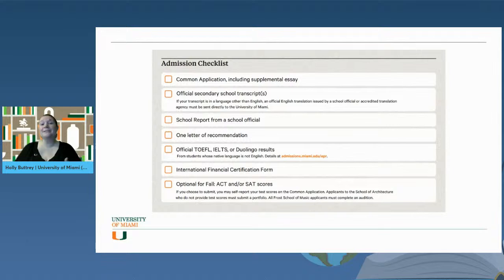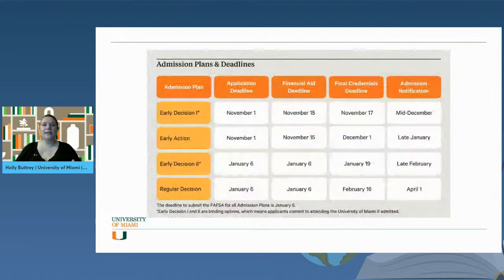Finally, what do our deadlines look like? So again, considering the organization that needs to take place, here is what our admission plans and deadlines look like. You can see there are a lot of dates here, and they are dependent on the plan and on the deadline. And so I again encourage you to be incredibly organized.